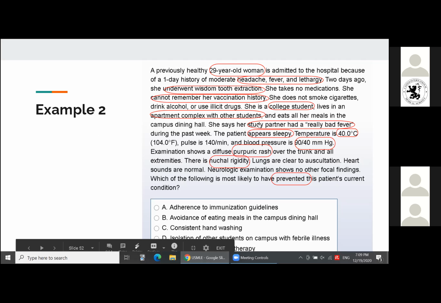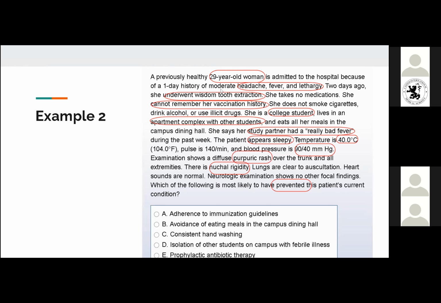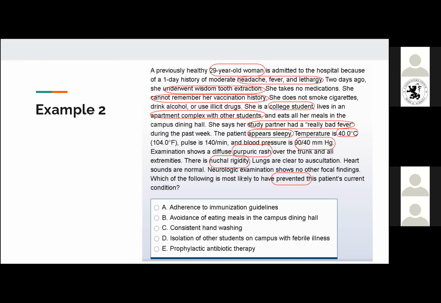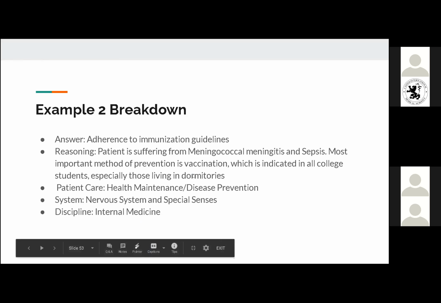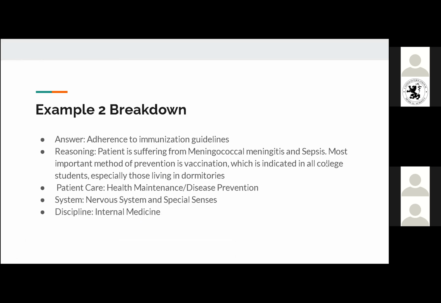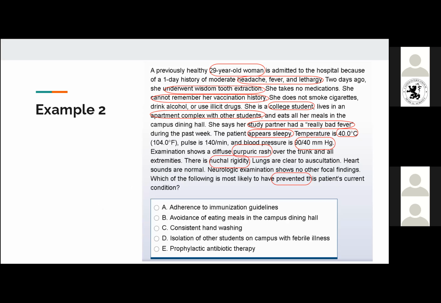Yeah, so again, some of you have answered it correctly. The answer is adherence to immunization guidelines. There's a vaccine against meningococcus, and every college student is indicated for this vaccination, especially if they're living in dormitories. People who are at high risk for meningococcal infections, like college students or army recruits, are indicated for vaccination. And this is the most important step in order to prevent this infection.